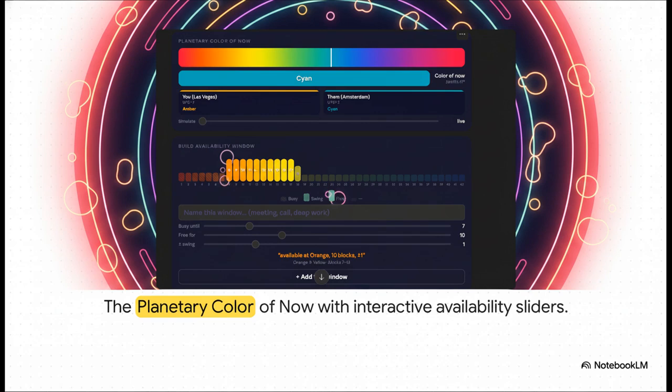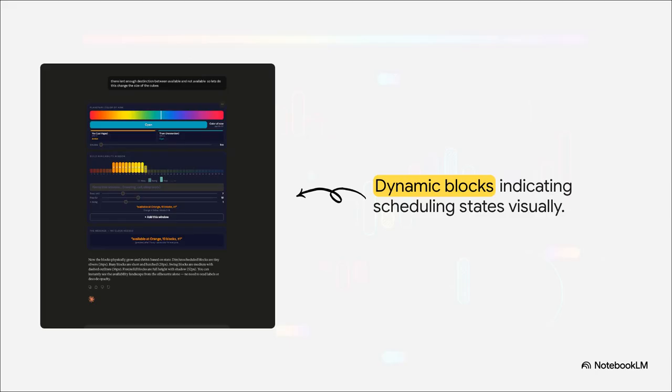This personal fuel gauge then feeds right into an even larger system, a dynamic timeline showing the planetary color of now. It's a vibrant neon gradient spanning the timeline, moving from a sunrise red all the way into a deep nighttime purple, complete with interactive availability sliders. It gives us a completely visual, intuitive way to grasp the rhythm of our day without ever having to rely on cold, hard numbers. And as you interact with it, the schedule practically breathes with you in real time. The blocks physically grow and shrink based on your current state.